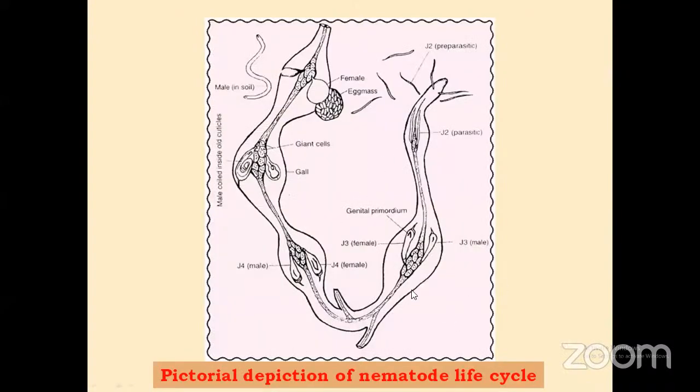This is the nematode life cycle, as already told you, J2, which is the major critical or crucial stage causing damage to the plants. After that, up to four stages, it will be there. In the fourth stage, it will convert into either male or female. Again, if it is female, it will lay eggs and get entrance into the root zone.